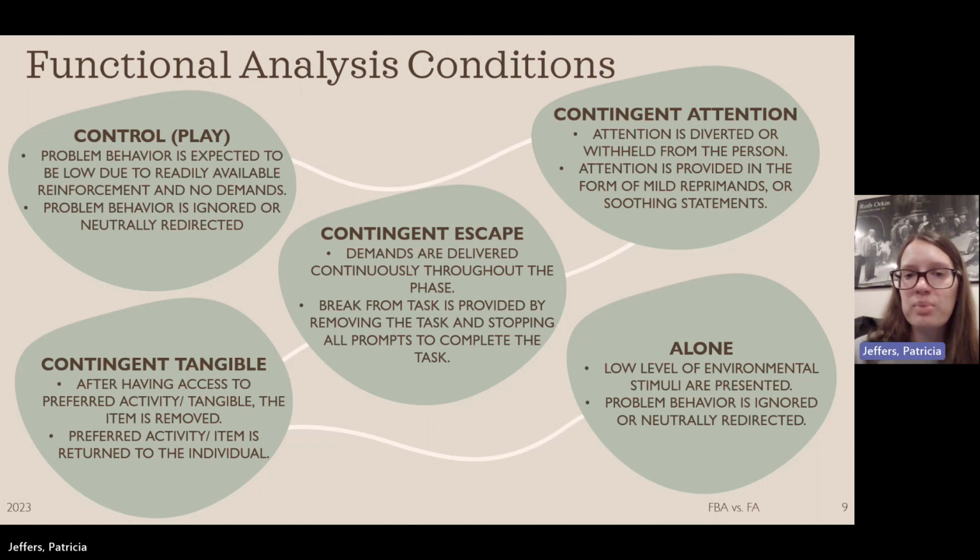If an individual engages in problem behavior during this condition and it stops when the demand is removed, then it is hypothesized that the problem behavior is maintained by negative reinforcement. The third test condition is contingent tangible. During this phase, the individual is initially provided with unlimited access to preferred activities and/or tangibles. It is then removed and moderately preferred or neutral tangibles are still present, as well as adult attention. But once the individual does start to engage in problem behaviors, then the analyst returns the preferred activity and/or tangible to the individual.